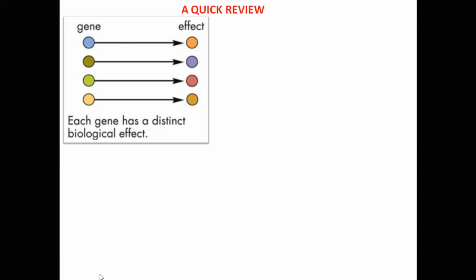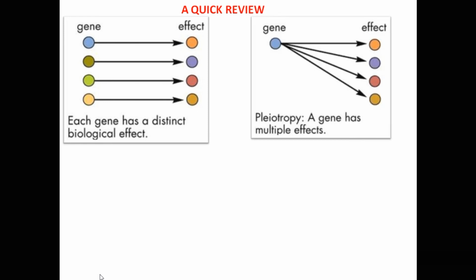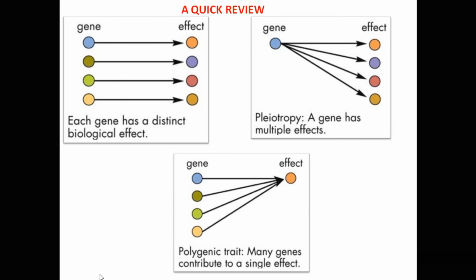Now a quick review. Initially we discussed that a single gene controls a single character. Then we also learned that in some cases a single gene can control multiple characters. It can have multiple effects, as in pea seeds. It is also possible that many genes may control a single character, as in human skin color.